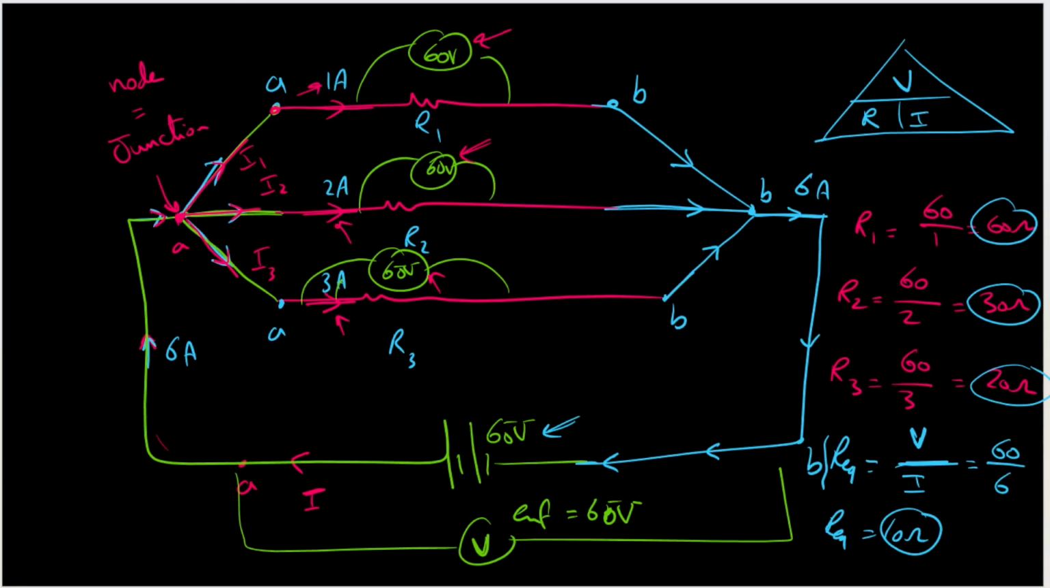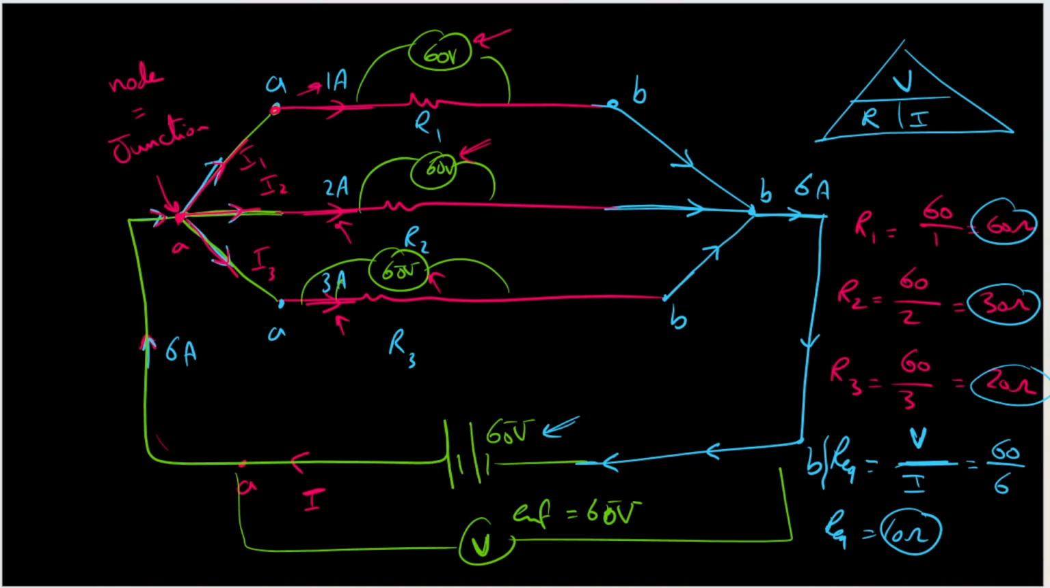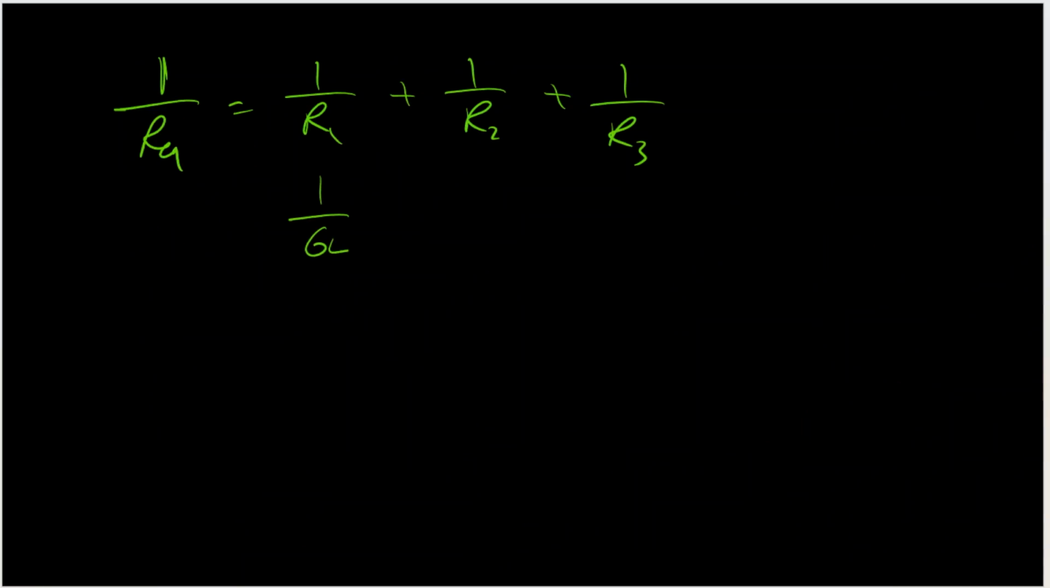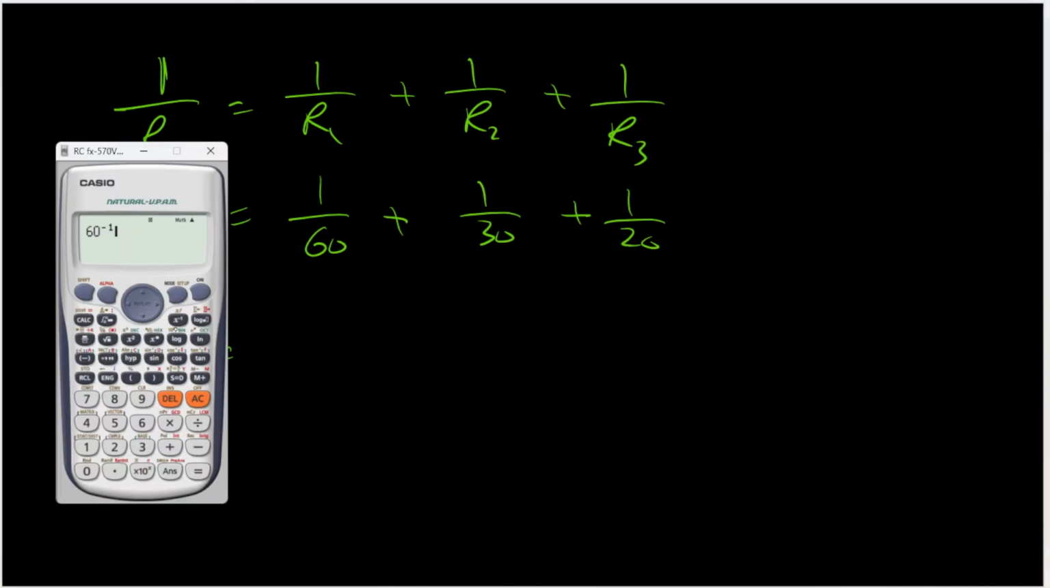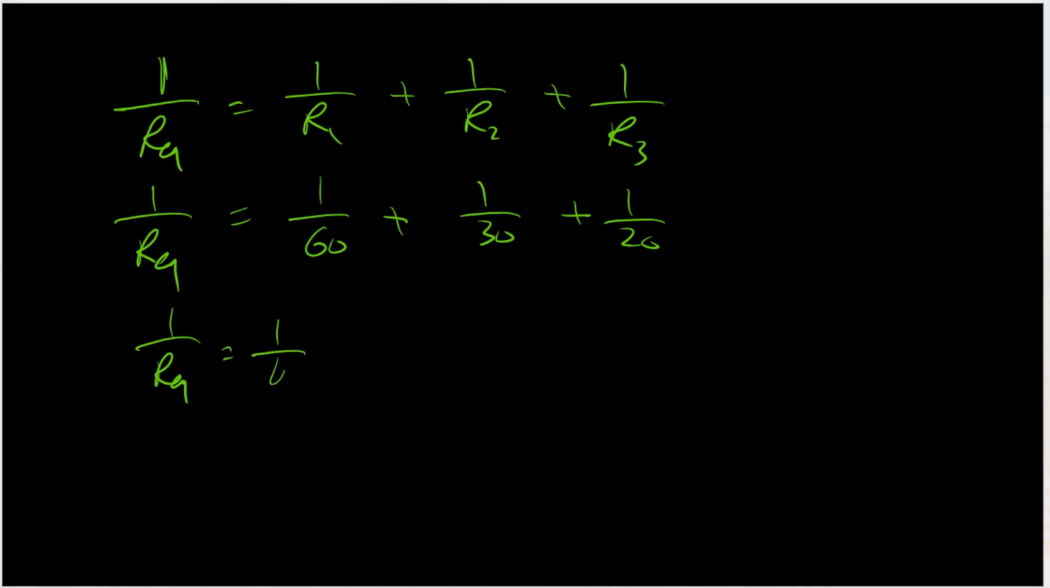And you are not required to calculate the equivalent resistance, but I will give you the formula. 1 over R equivalent is equal to 1 over R1 plus 1 over R2 plus 1 over R3. For example, in the previous example, it was 60, 30, and 20. You have 1 over 60 plus 1 over 30 plus 1 over 20 is equal to 1 over R equivalent. So 1 over R equivalent in this case is 60 to the power negative 1 plus 20 to the power negative 1 plus 30 to the power negative 1. So it's equal to 1 over 10.